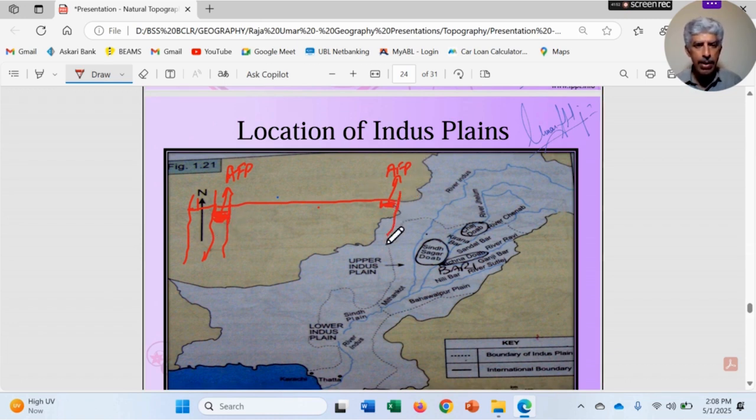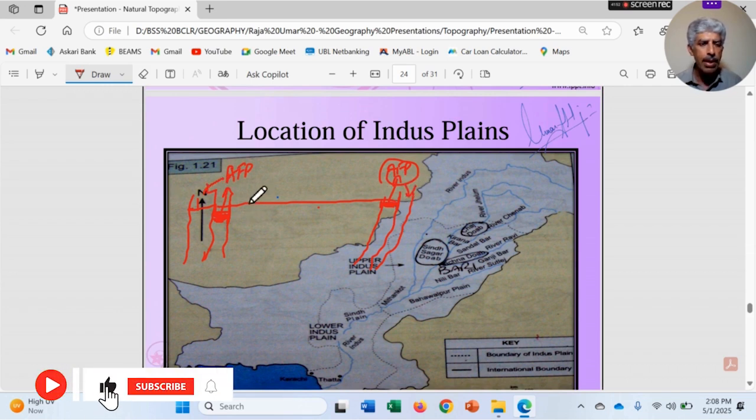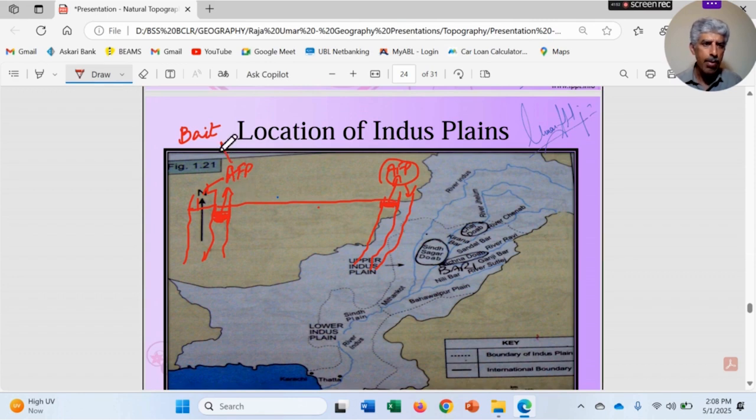In the same way, the actual route of the river is like this, but 200 meters width of area alongside the river is flooded every year. That is known as the active floodplain of this river, and in the local language that is known as Bait, the active floodplain, right?